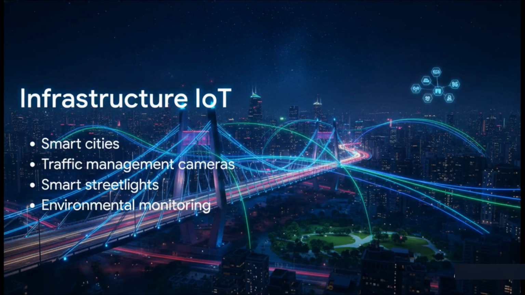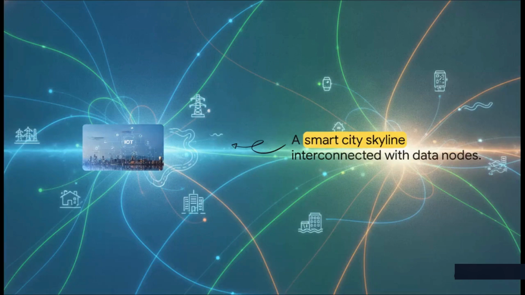Finally, the largest habitat of all, infrastructure IoT. This is the big stuff. Smart cities, traffic management, environmental monitoring. We're talking sensors on bridges checking structural health, cameras that adjust traffic lights in real time to kill gridlock, and smart street lights that actually dim when no one's around to save power. They even monitor river levels to trigger early earthquake or flood warnings.